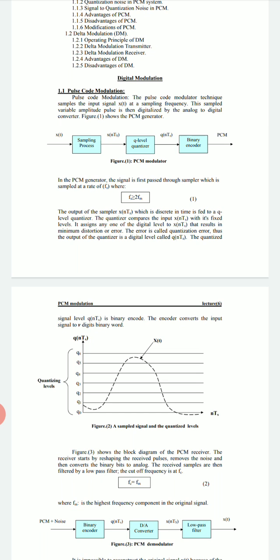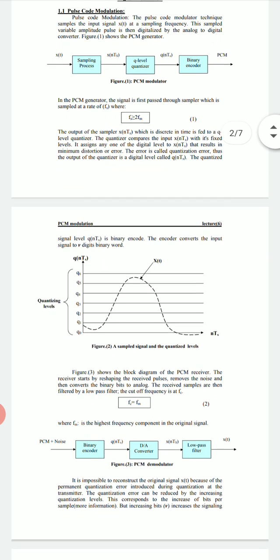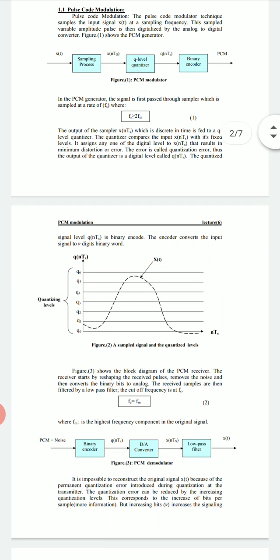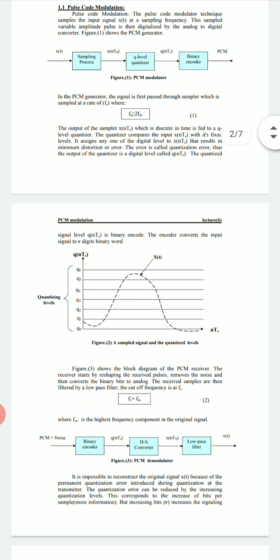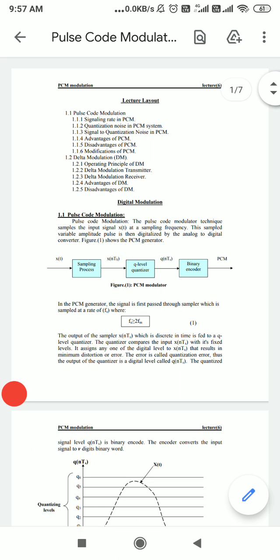So when we are reconstructing the original signal, we will get quantization error, because error is introduced in the signal, and we call this the quantization error. When we talk about the transmitter side, you will get the error equal to xq(ts), the quantized signal, minus our original signal x(nts). So you will get the error here.